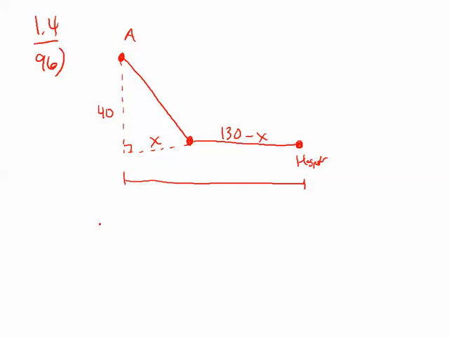Cool, cool. Alright, let's go for it here. So first of all, I'm going to go like this. Let's label the distance. This is B, this is C, and that's the hospital.